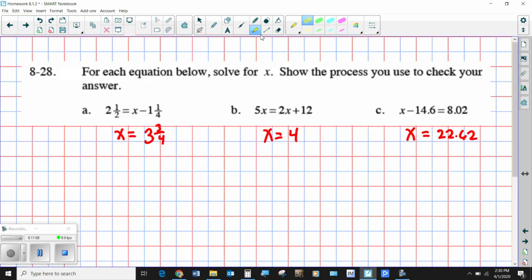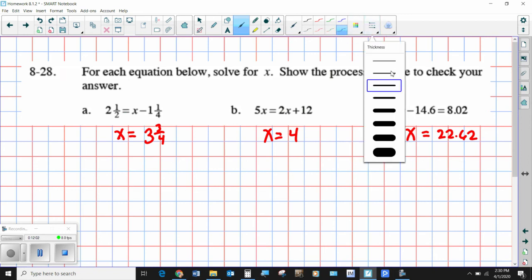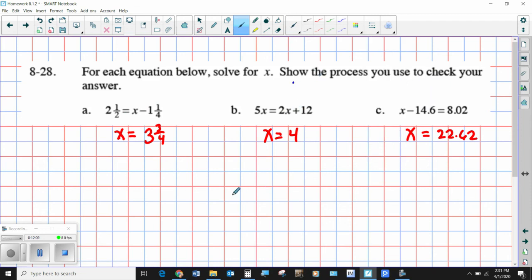And then our last problems. Being able to solve equations that contain fractions and decimals, and this one's pretty straightforward, I think. Let's see what we need to do. Here, to get x by itself, we would have to add 1 1/4 to 2 1/2. So let's go ahead and do that, but let's change 2 1/2 to 2 2/4. Add those, 3 3/4. That's your answer.